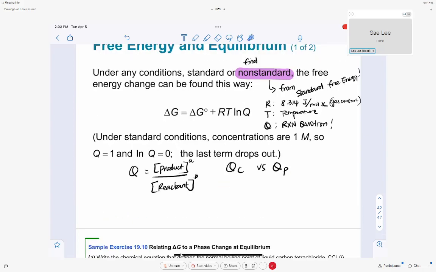Some of you guys might already have forgotten what we discussed in chapter 15, but QC is the reaction quotient using product and reactant concentrations. P here is the partial pressure, so QP is going to be product partial pressure divided by reactant partial pressure. QC is the product concentration divided by reactant concentration. Again, don't forget to raise to the power equal to the coefficients. If you forgot about the reaction quotient Q, please revisit chapter 15.